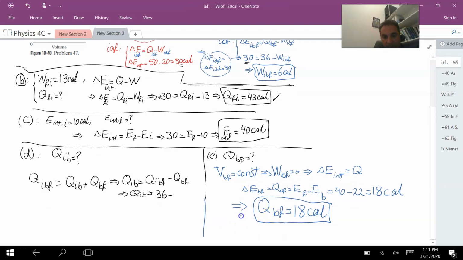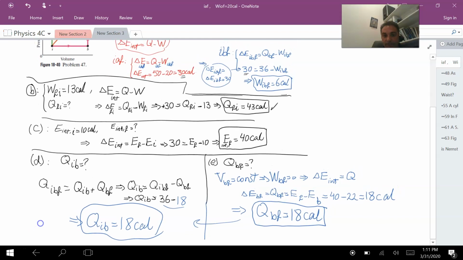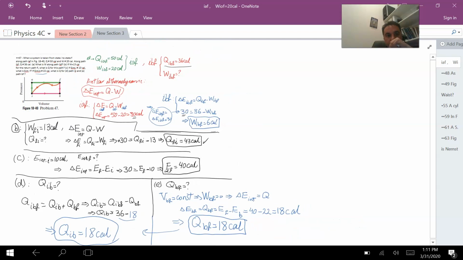Now, because we found this, here I'm going to substitute 18 instead of QBF. Therefore, QIB becomes equal to 36 minus 18, which is 18 calories. This is the solution of problem number 47 in chapter 18. Okay.